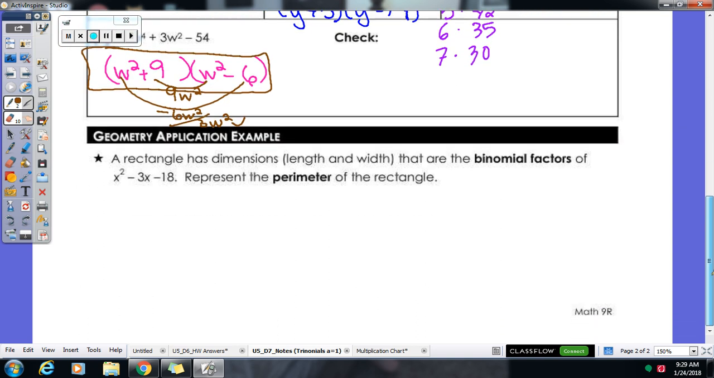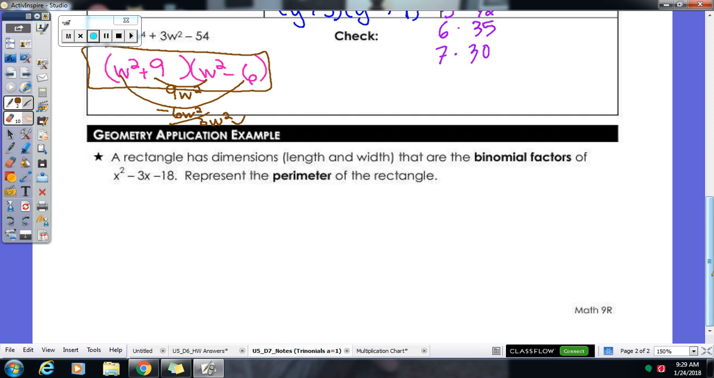And then our last part down here, we have a rectangle with dimensions that are binomial factors of this. Represent the perimeter of the rectangle. So first thing I'm going to do is draw a rectangle because it's talking about a rectangle, so I'm sure at some point I'm going to need that picture. They tell me the length and width are binomial factors of that trinomial. So what that means is you need to factor it, just like we've been doing.